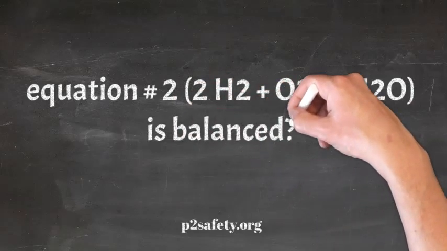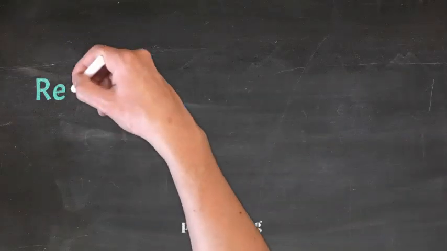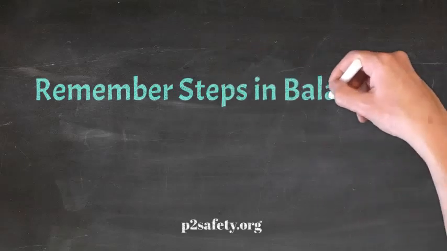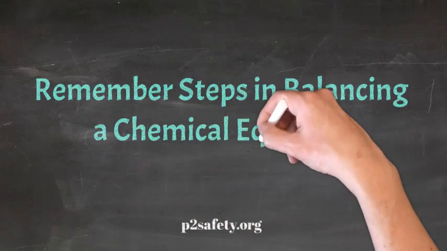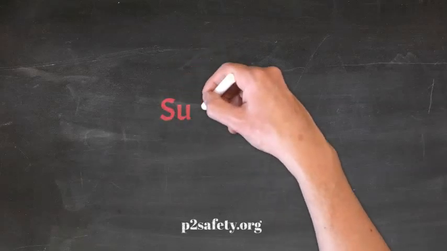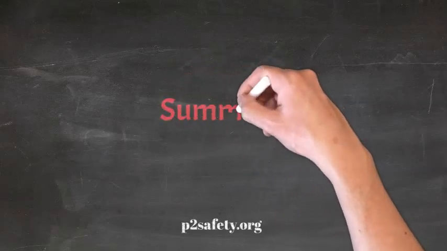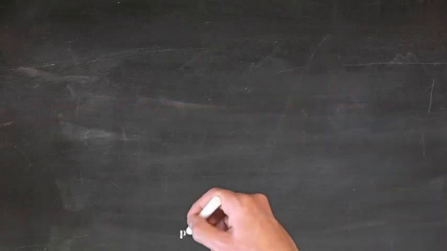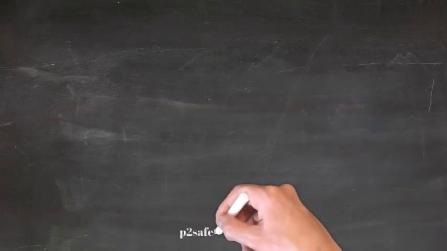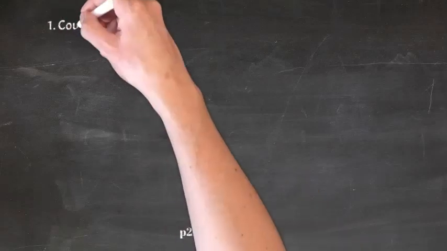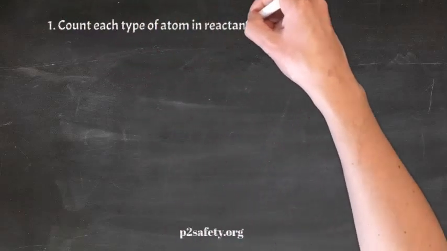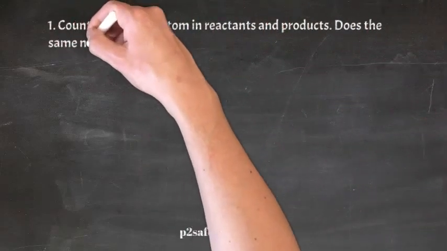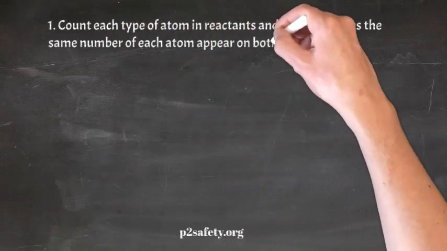Remember the steps in balancing a chemical equation. Balancing a chemical equation involves a certain amount of trial and error. In general, however, you should follow these steps. 1. Count each type of atom in reactants and products. Does the same number of each atom appear on both sides of the arrow? If not, the equation is not balanced, and you need to go to step 2.